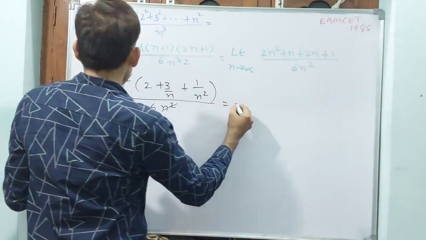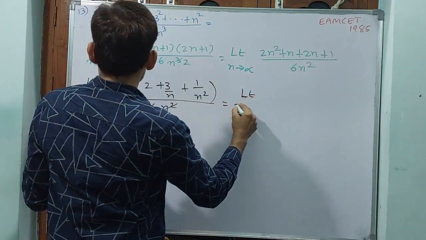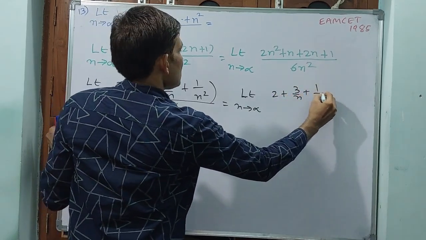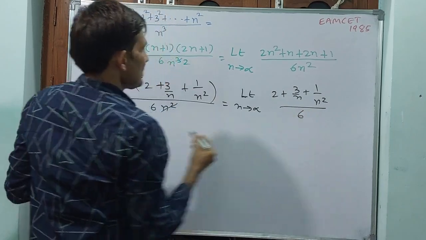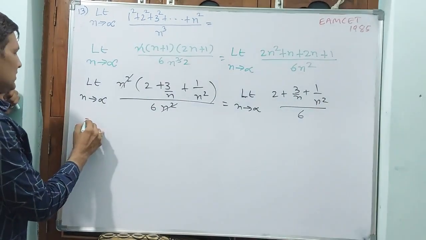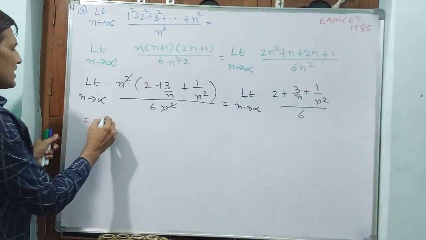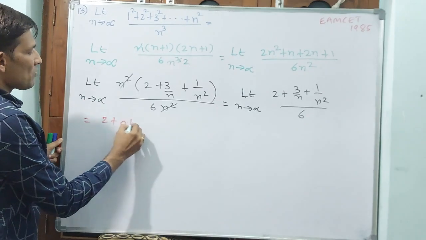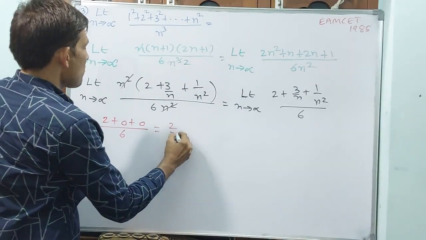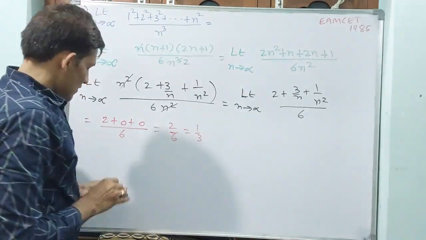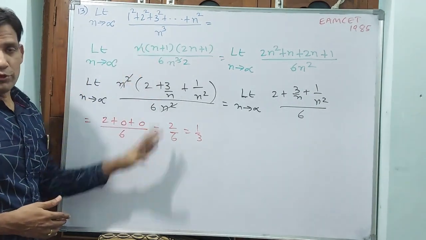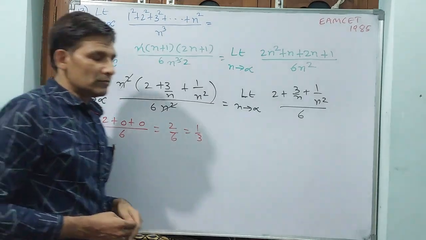Then finally what you are going to write: limit n tends to infinity, 2 plus 3 by n plus 1 by n square, divided by 6. Now you apply the limit infinity. Automatically 2 plus 3 by infinity, which is 0, plus 1 by infinity square, which is 0, divided by 6. That is equal to 2 by 6, which is 1 by 3. 1 by 3 will be your answer. Let us go for the next question; we will do such type of questions only, 3 more questions.